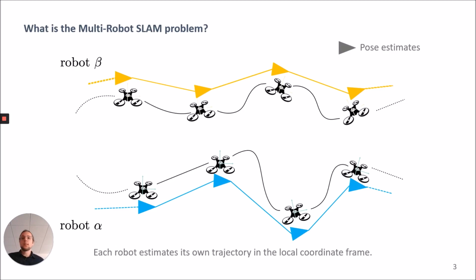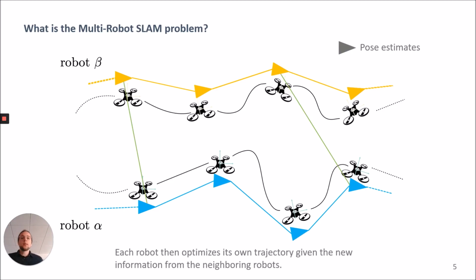Here is a simple example with two robots without any initial guess of their relative position. Both of them are performing SLAM on their own to estimate their trajectory in the local coordinate frame. Then, when they meet each other, they can communicate with the neighboring robots and compare the past observations. This way, each robot can optimize its own trajectory given the new information to improve its localization accuracy in the global reference frame.